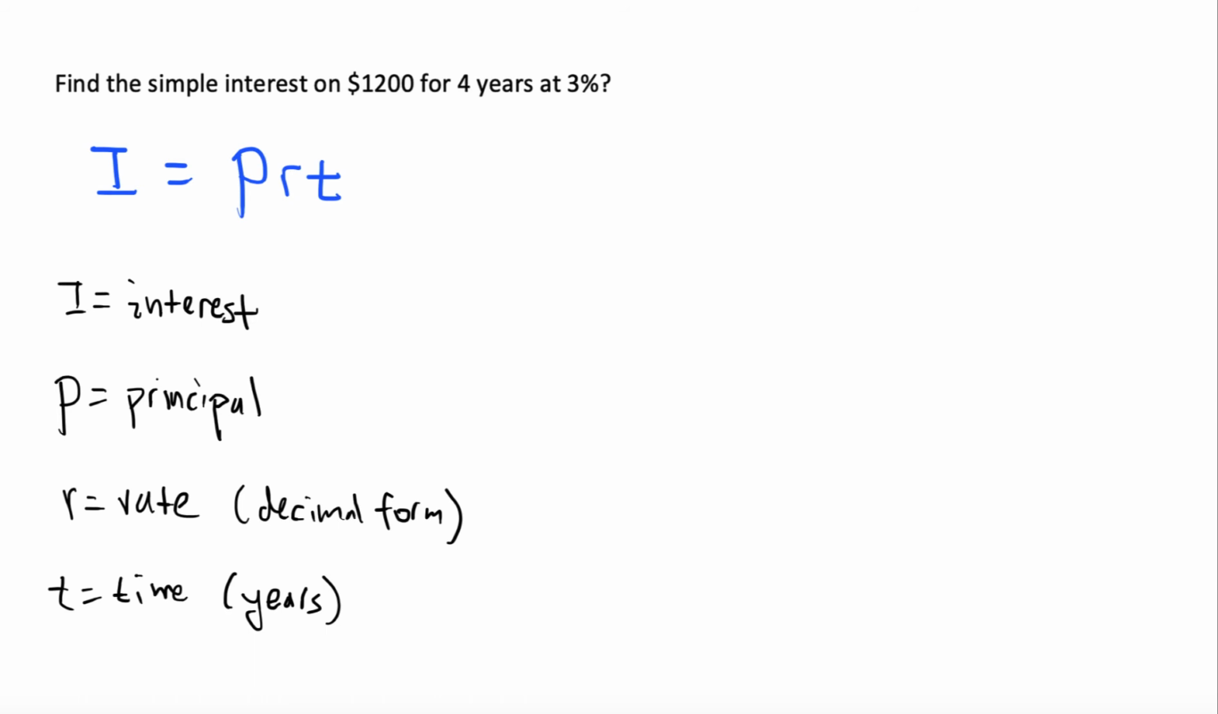So let's take a look at what we have in this particular example. The interest should equal P times R times T. So how much is being invested? What is the principal amount here? That's $1,200, times the time, which is 4 years. So we can multiply that by 4.